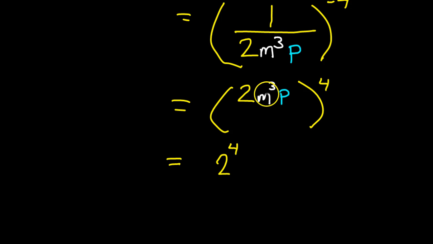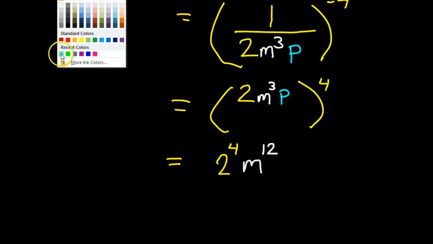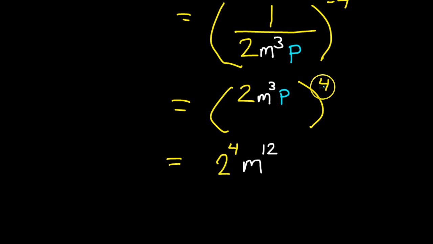But you know, 16, you could put 16 if you happen to know it. But look at the m, power raised to a power you multiply, so that'll be m to the 12th power. And then look at the p, it'll just be p to the 4th power. So that's just it, 2 to the 4th power, m to the 12th power, p to the 4th power.